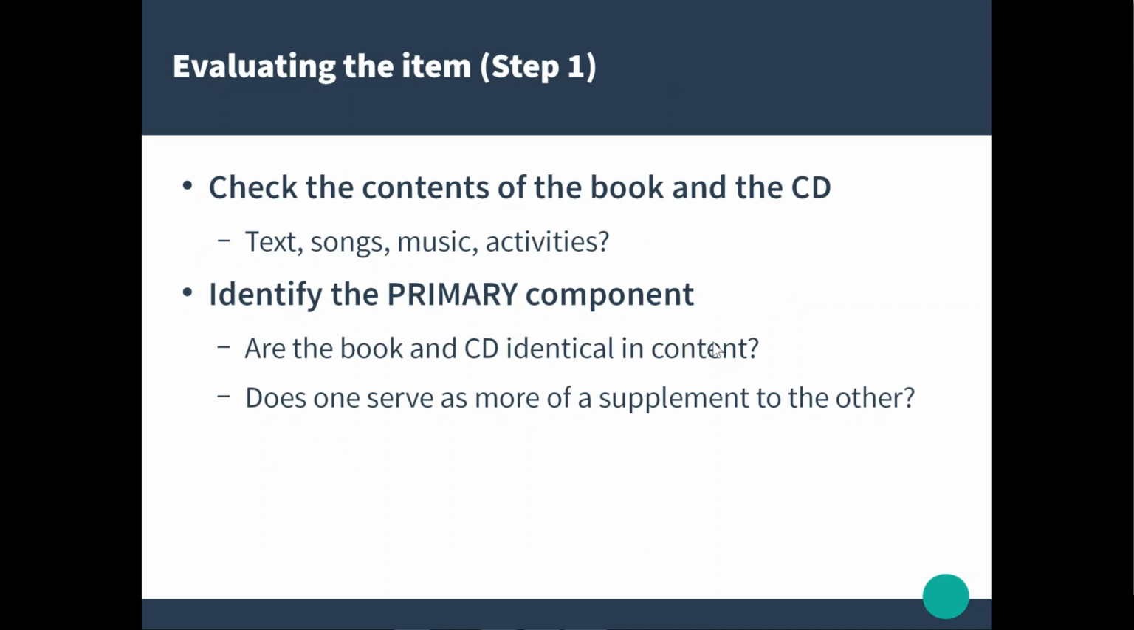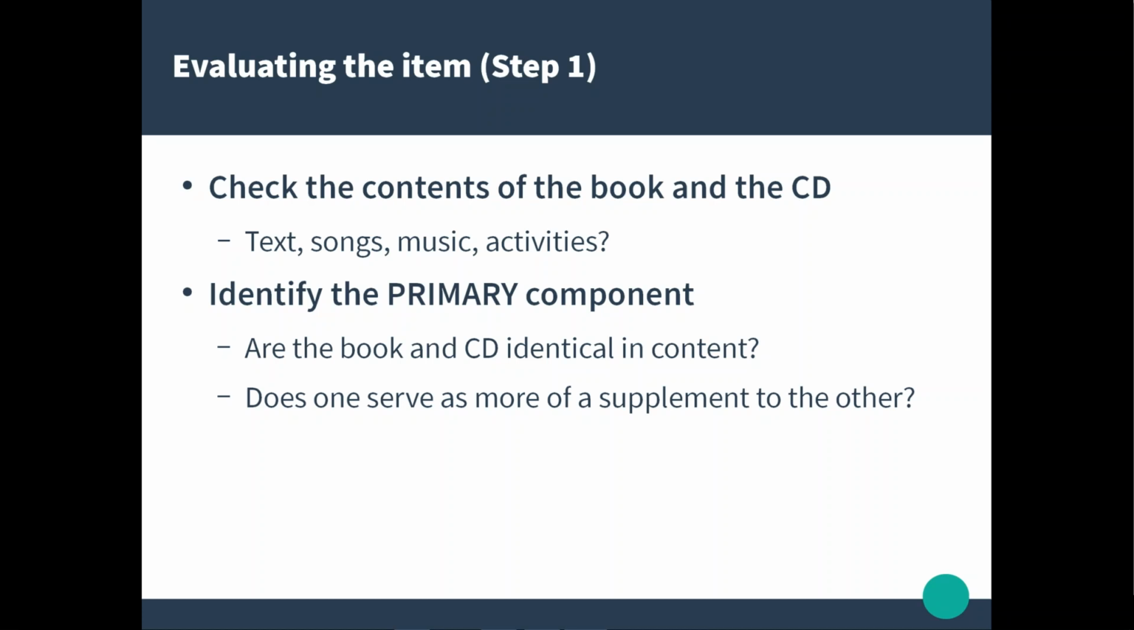evaluating the item. So you'll need to physically check the contents of both the book and the CD, right? Is there text, songs, music, activities, and then identify what the primary component is. And again, this is the tricky part. We'll go over a few examples in just a minute.